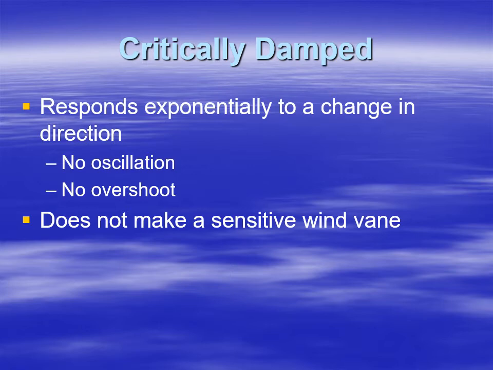The first category is one where the wind vane is critically damped, and that's where it responds exponentially to a change in the wind direction. In other words, it doesn't overshoot the true wind direction at all. It slowly responds to the new wind direction. And it doesn't make for a very sensitive wind vane. I wish I had some animation, but you can think of it as the wind vane slowly turning in the direction of the new wind and never overshooting the direction of the new wind.